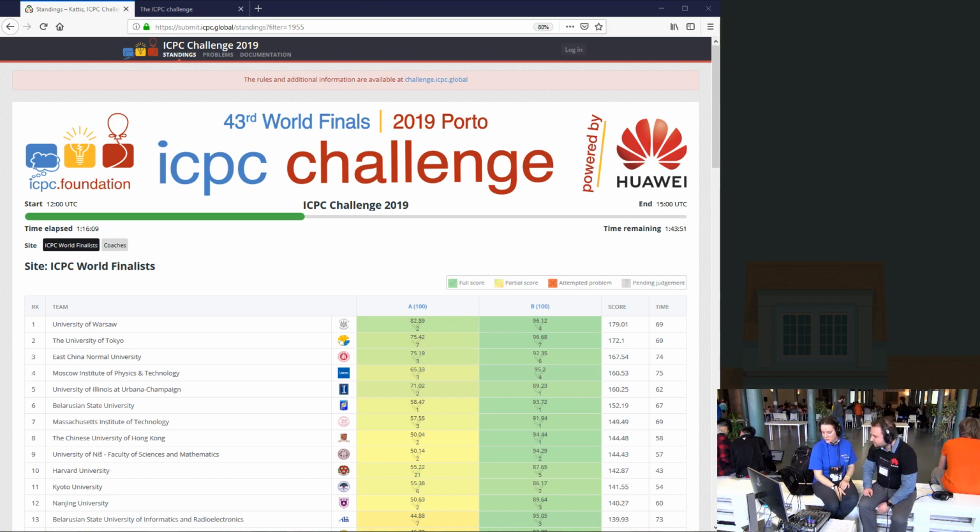We welcome Moscow Institute of Physics and Technology to the 4th place of the competition. They joined the peloton of leaders at the moment. Great.